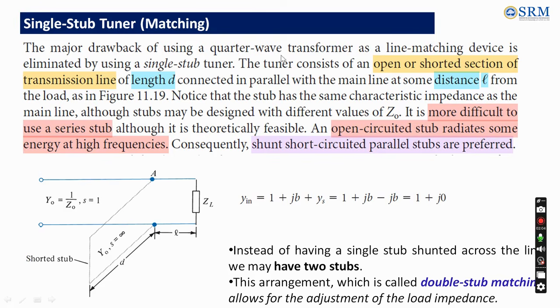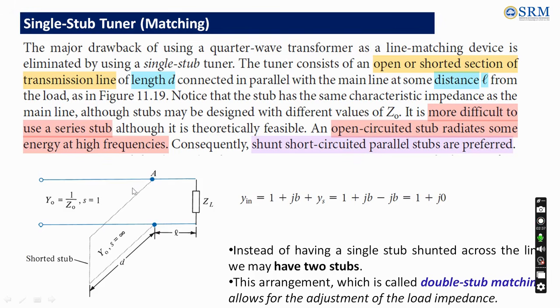This stub they are calling a tuner. This tuner can be an open circuit or short circuited section of transmission line. Here we are considering a shorted stub. We have to connect this stub at a particular distance from the load, and at a particular length we have to use this stub, not of any length. So here the stub also has the same characteristic impedance as the main line.